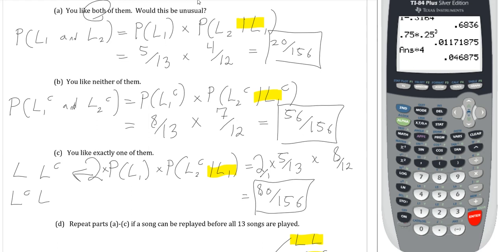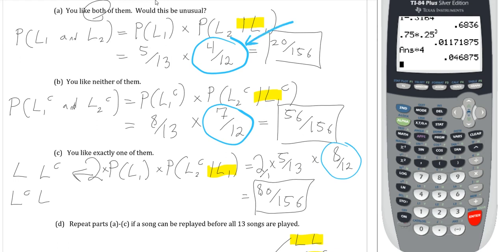If a song can be replayed, then that means it does not matter what song was played the first time because that song is now back in the queue and could be selected yet again. Therefore, the condition no longer matters anymore because now the probability of you liking a song or disliking a song is independent of what had already happened. Therefore, these probabilities that change to be something out of 12 would no longer do that.